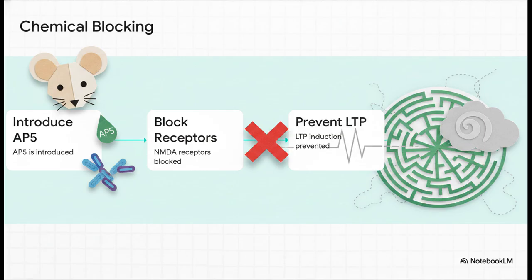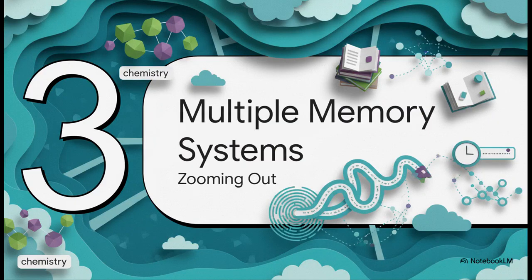It only stops the paving of new trails. This proves for sure that NMDA is for production, not maintenance. Moving on to Section 3, Multiple Memory Systems. We're zooming out to the cognitive level now.